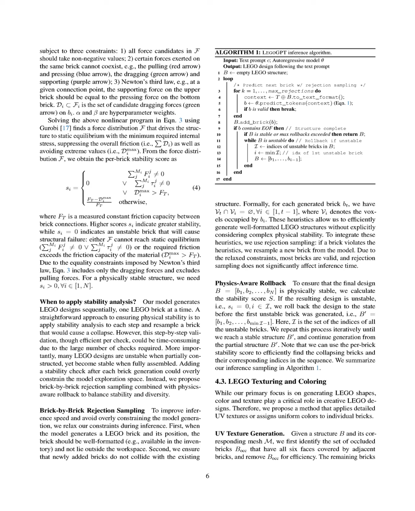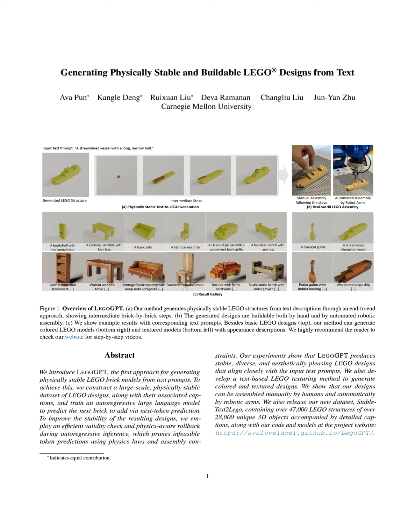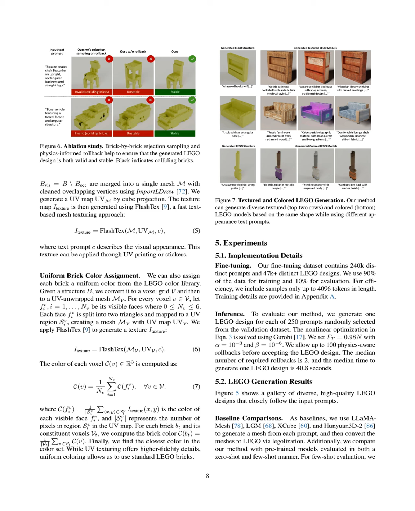Additionally, the algorithm employs brick-by-brick rejection sampling, where each generated brick is checked for validity against predefined heuristics, e.g., ensuring no collisions with existing bricks, and if a brick fails these checks, it is resampled. This combination of physics-aware rollback and rejection sampling allows LEGOGPT to produce high-quality, stable LEGO designs that adhere closely to the input prompts while maintaining buildability.